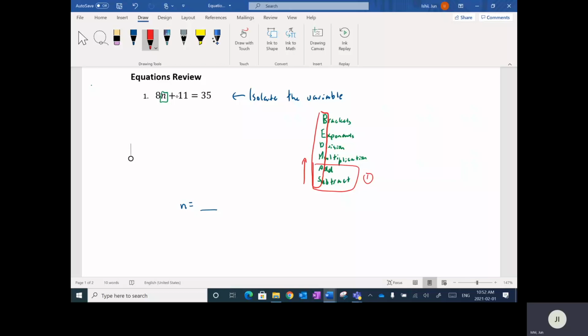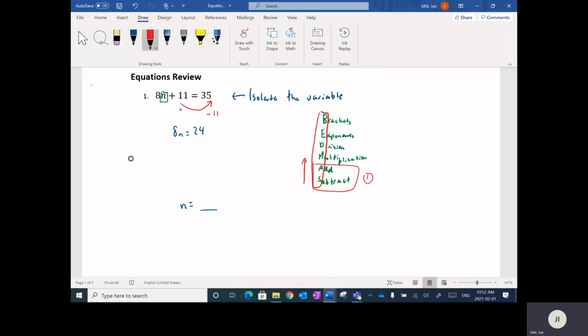Notice here that you have the plus 11. So I want to move the plus 11 to the other side. You may have been taught that when you switch sides, you switch signs. So that plus 11 becomes negative 11, and we have 8n equals, and 35 minus 11 is 24. All I did there is move the positive 11 to the other side, and when you move it, you switch the sign.